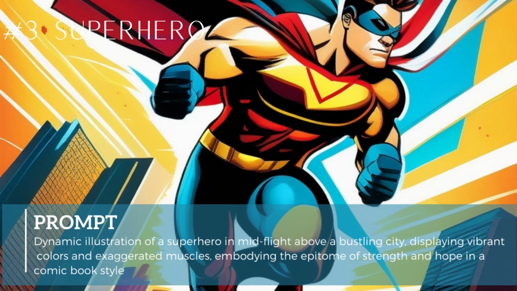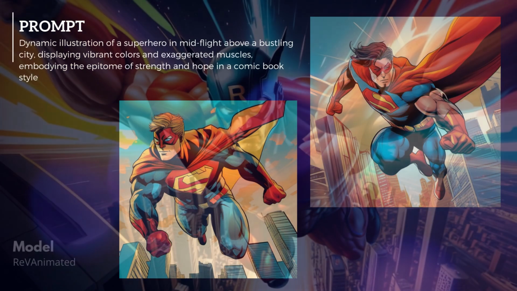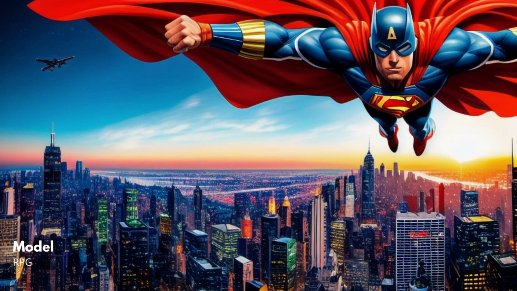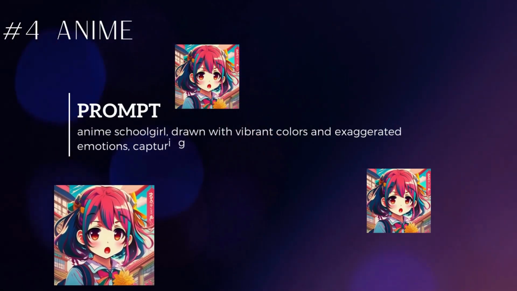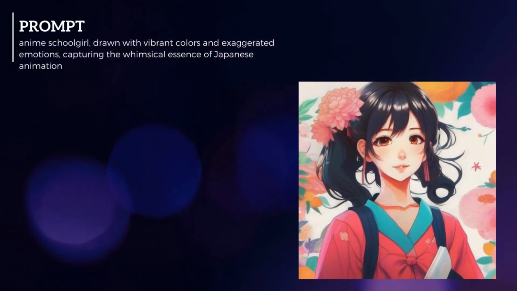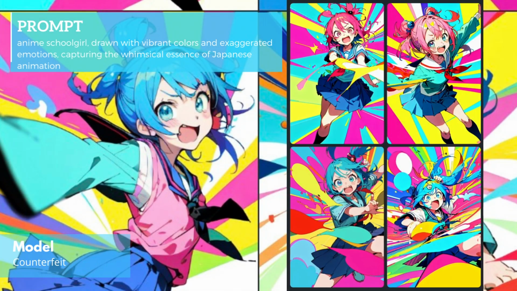This prompt gives you an action-packed, dynamic illustration of a superhero soaring high above the city. It's a page ripped right out of a comic book, oozing with strength and hope. This anime schoolgirl is full of life and color, with emotions so big they're practically jumping off the screen. The prompt captures the whimsical essence of Japanese animation.